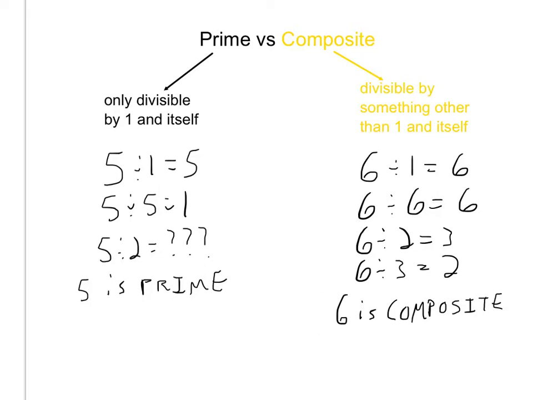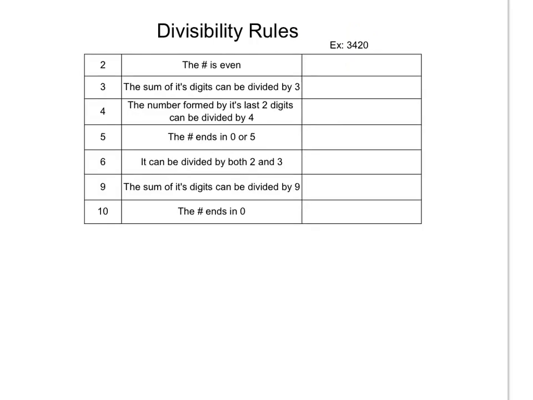So let's go ahead and investigate this a little more. To help figure out if bigger numbers are prime or composite, we have some divisibility rules here. Okay, so what this means is a number is divisible by 2, that means that I can divide it by 2, if the number is even. Okay, so for example, 3,420 is divisible by 2 because it's even. It ends in 0.